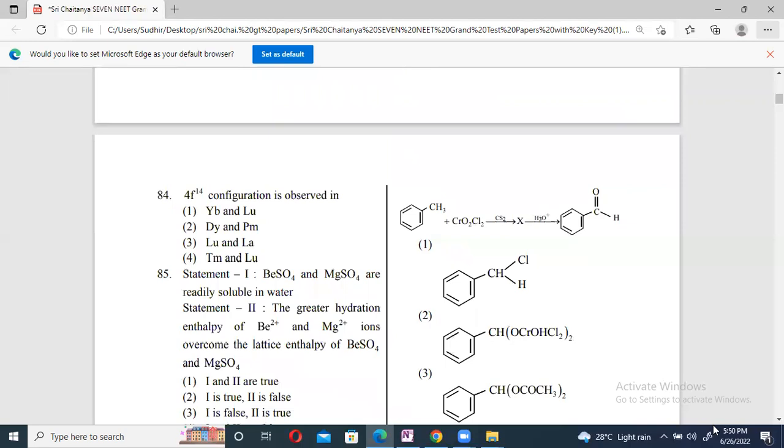Question number 84. 4f14 configuration will be observed in where? The 4f14 configuration will be observed only with Yb and Lu, right?